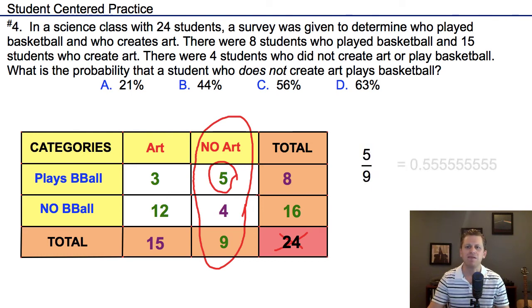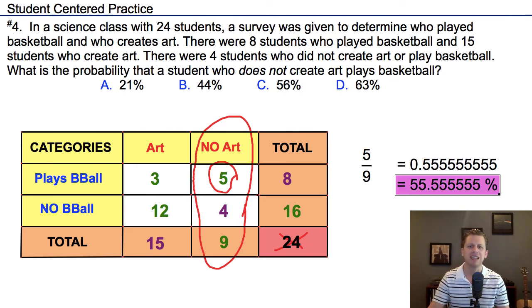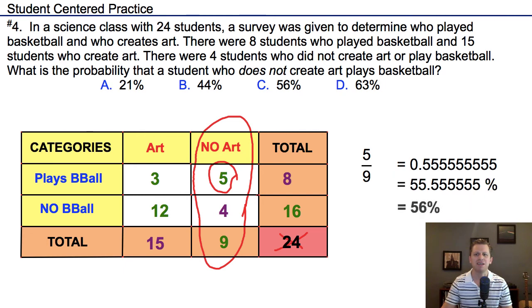Dividing that, I get 0.5 repeating. Multiply by 100 is 55.5 repeating percent. And rounding to the nearest percent means that 56% of the students that do not create art play basketball. Let's try one final example.